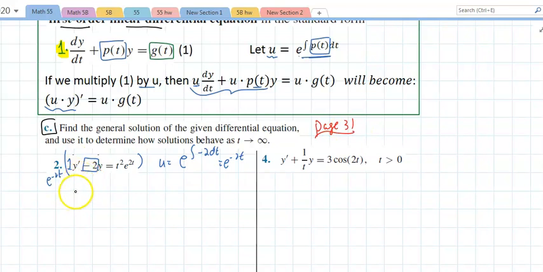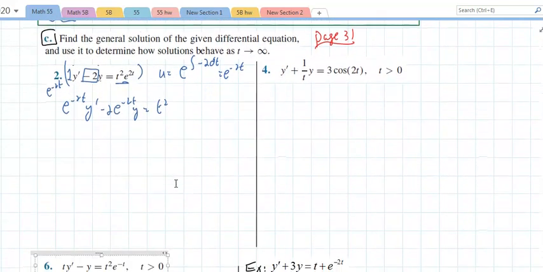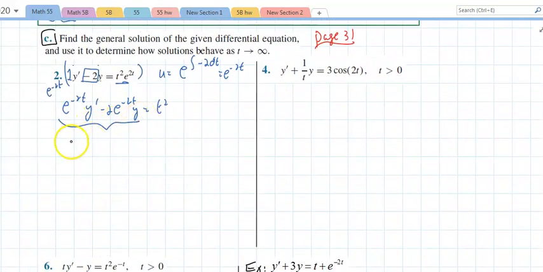So I will get here e to the negative 2t times y prime minus 2e to the negative 2t y. And if I multiply the right side, that's simply t squared. And guess what? I got it. This right here becomes the product rule. You must have multiplied e to the negative 2t times y, and you took a derivative of that. And you could check, derivative of y is y prime times e to the negative 2t plus y times the derivative of e to the negative 2t, which is negative 2e to the negative 2t.